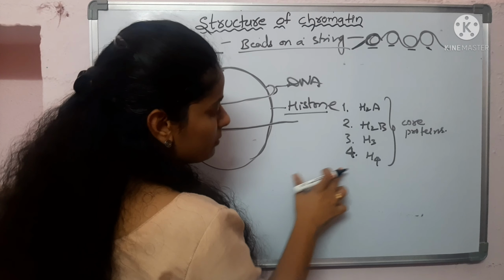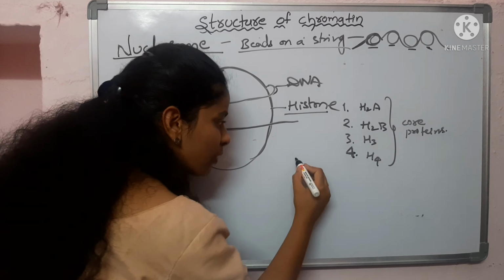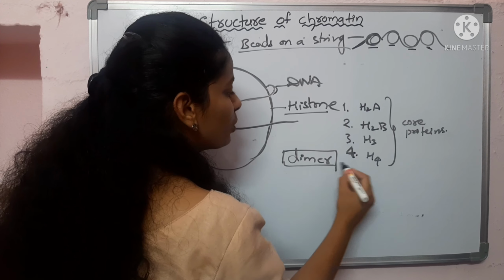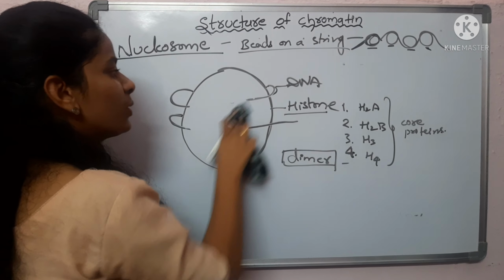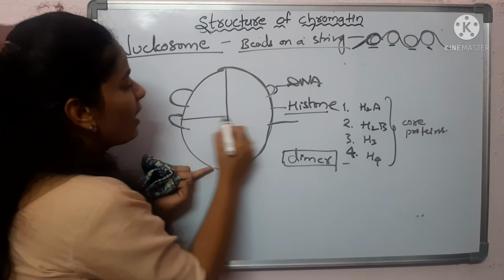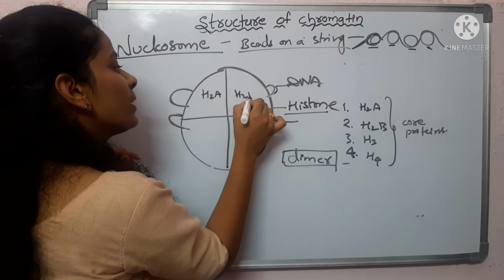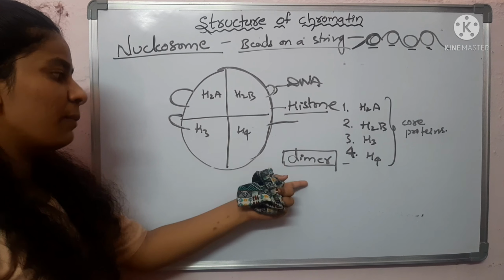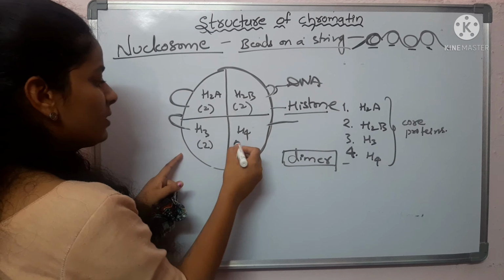So these subproteins will be present in dimer form. Dimer is nothing but 2 copies of proteins are present. I'll just show you using this diagram. These are all together called histone proteins. We have 4 types of histone proteins here: H2A, H2B, H3 and H4. So this occurs in dimer form. Dimer form is nothing but every protein will occur in 2 copies.